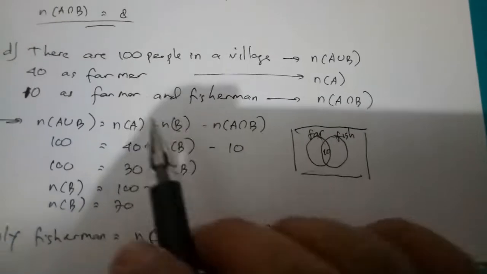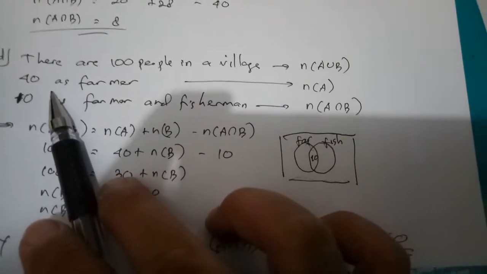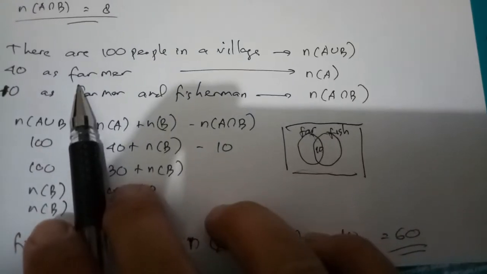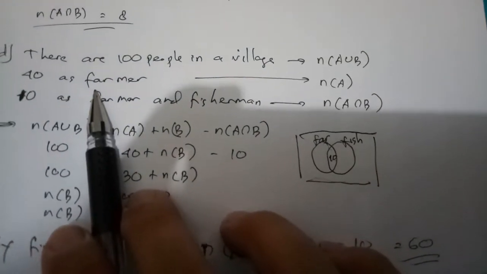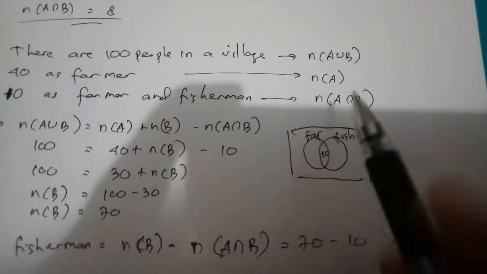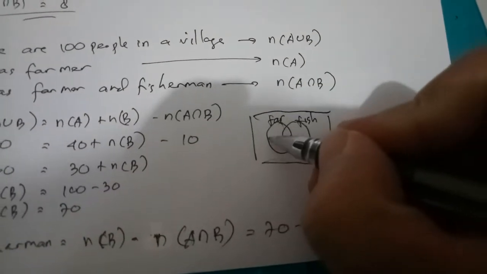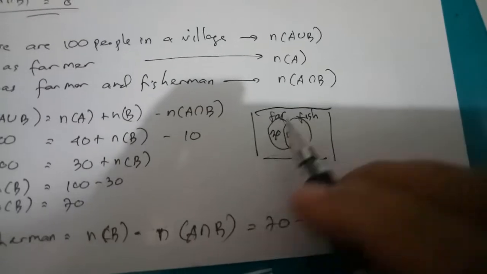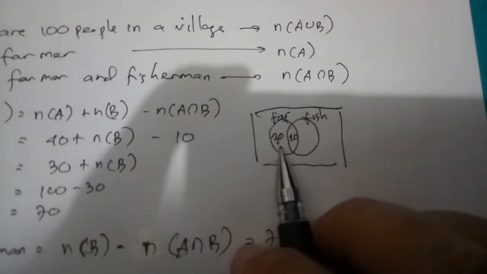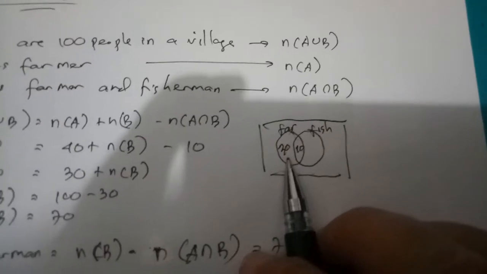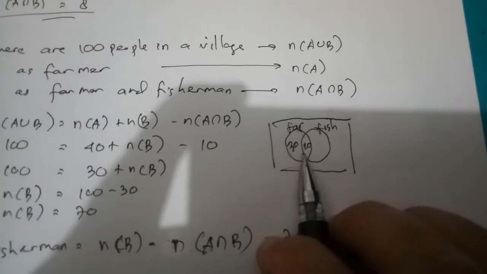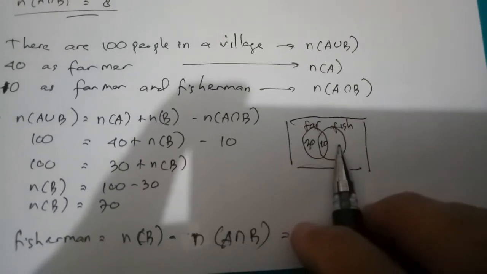It says that the farmers are 40, but since there are 10 people here, the people that work only as a farmer are 40 minus 10, so it equals 30. So here is 30. What this 30 means is that 30 villagers work only as a farmer. And this 10 works as both a farmer and a fisherman. The same goes for the fisherman here.